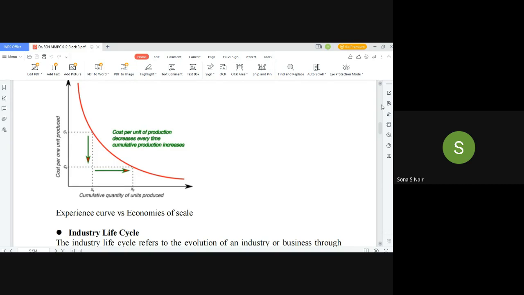It does not just include the fixed assets, it also includes other qualitative factors, like the experience of people working there, the trial and errors that we do. All those things are also there. So all those things also help in the reduction of the cost per unit, not just the fixed asset cost going down per unit. Okay, that is the main difference between experience curve and economies of scale.